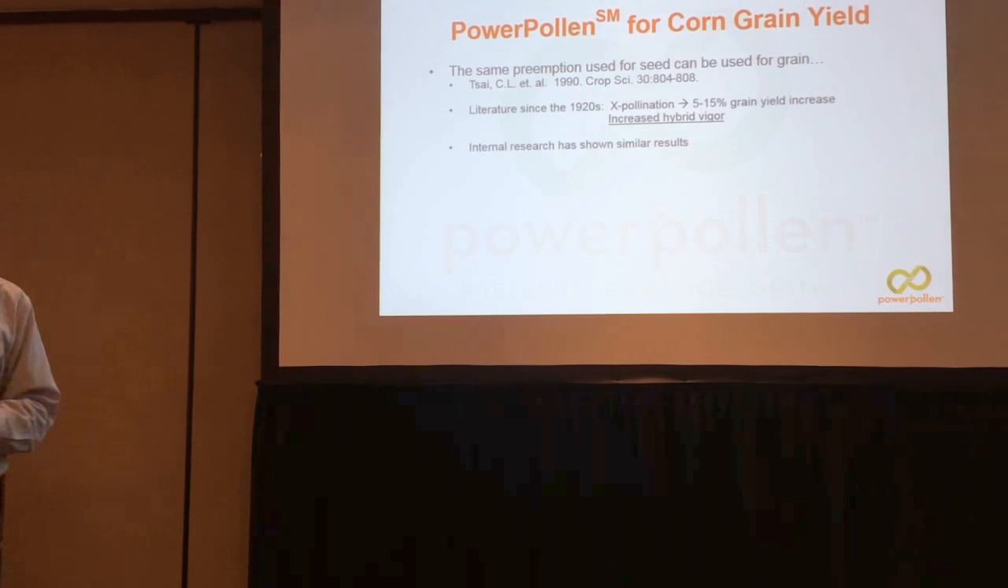So let's talk about corn grain in particular. The same preemption used for seed could be used for grain. There's an article in 1990, and there's been several since then. This one's in Crop Science, where it was shown that if you could cross-pollinate a cornfield, now we're talking about a farmer's field, not seed production, you could increase seed yields as high as 20%, which was a surprise, I think, to most researchers, because it's self-pollinating, so you're getting inbreeding depression right away.